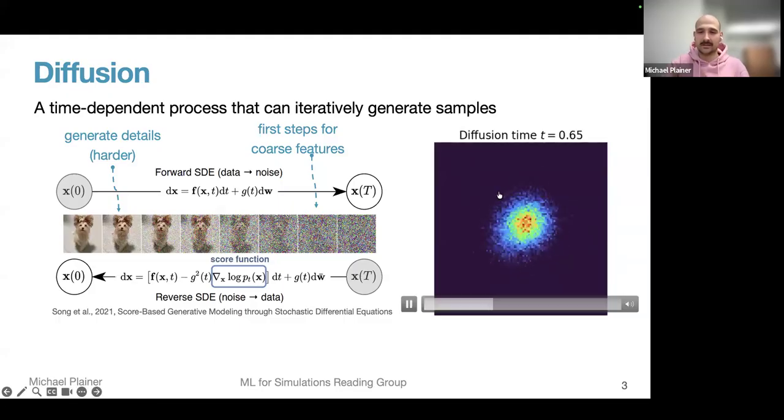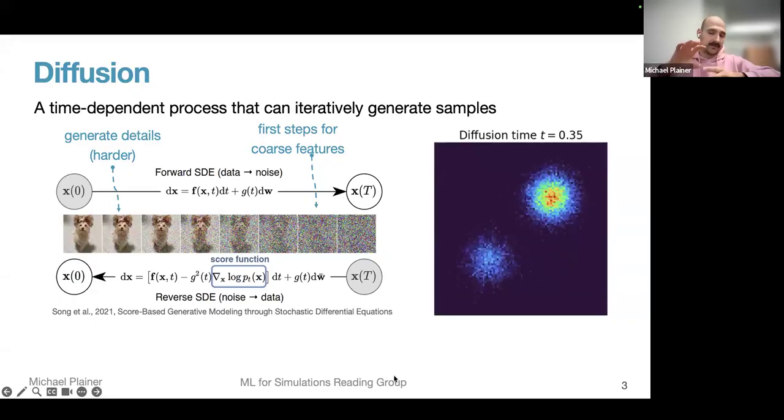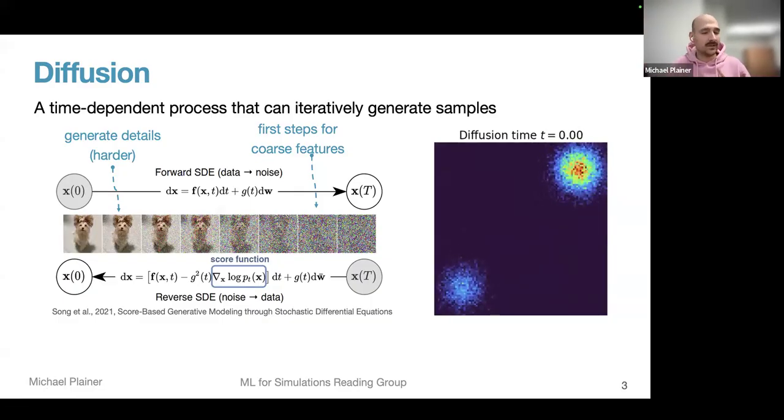For instance, here we have just a two-dimensional Gaussian mixture distribution, and we start from a single Gaussian, and then what happens in diffusion is that it splits apart to generate samples from these modes. And here it's important that we need to apply the model a lot of times sequentially to converge to a distribution.